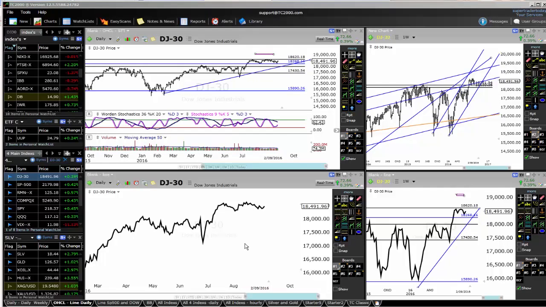Hey traders, markets were closed last night, so I want to give you a charting technique that can help you with your trading. You can even maybe use this as a trading system if you like.